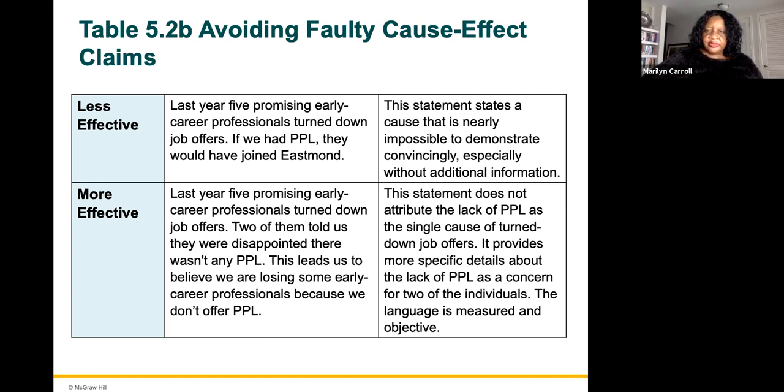Much better statement, because it does not attribute the lack of PPL as the single cause of turned-down job offers. It provides more specific details about the lack of PPL as a concern for 2 of the individuals. The language is measured and objective.